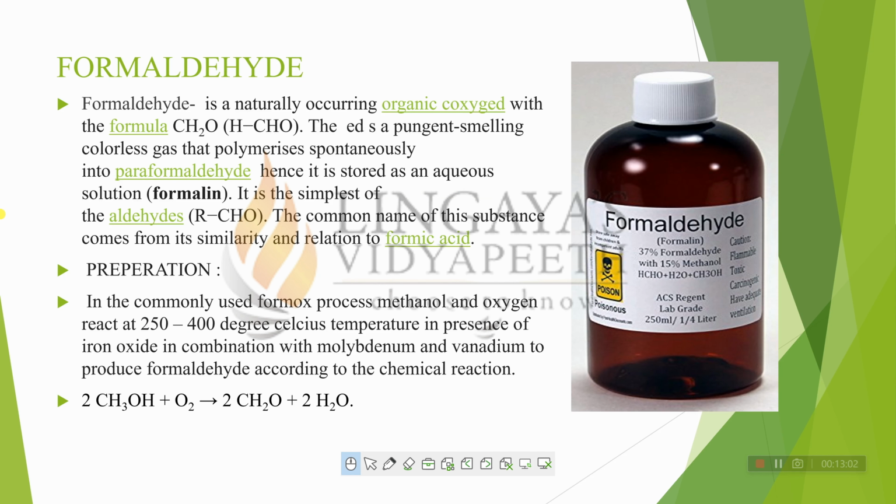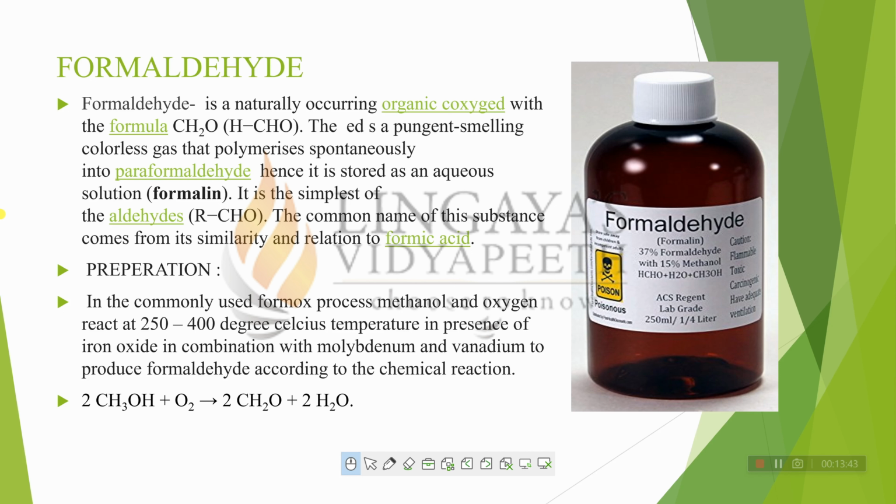Alright, this is clear. Now talking about formaldehyde. Formaldehyde is generally used in histopathology for different types of tissue processing. In the different tissue processing processes, formaldehyde is used. Formaldehyde is also used as a fixative in the histopathological laboratory. It is a naturally occurring organic compound with the formula CH2O. It is pungent smelling and colorless in nature. The common name of this substance comes from its similarity and relation to formic acid.